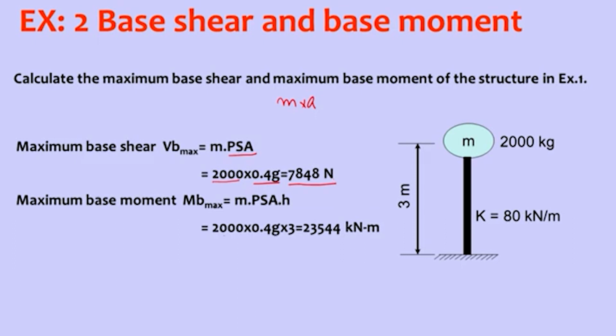Similarly, if I multiply that with the height of the structure, then I get 23,544 kilonewton meter as the base moment for the structure. So these base shear and base moment values are required for the design of this structure.